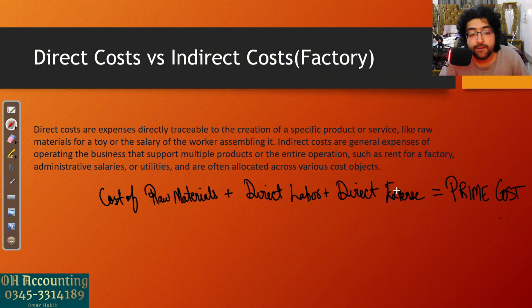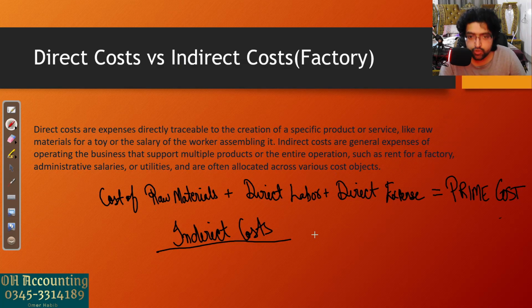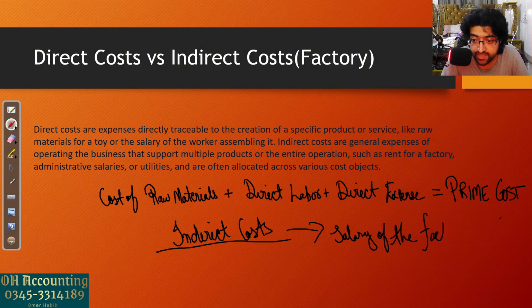Now moving on to the indirect costs. What can be the indirect costs of the factory? Start thinking. Those costs that are necessary for the factory to operate, but they do not have a direct link with the manufacturing of this table. What can be the indirect costs? Let me tell you some. Salary of the factory guard. You need a guard for security.